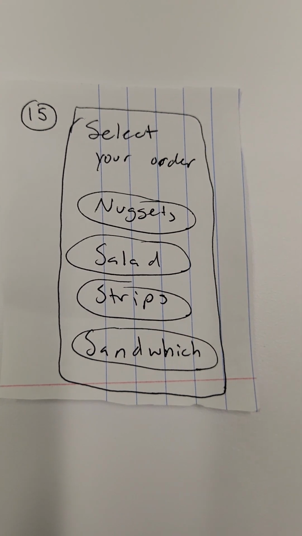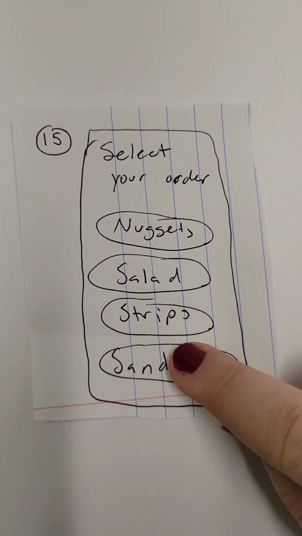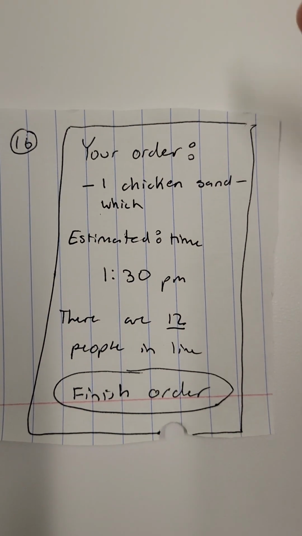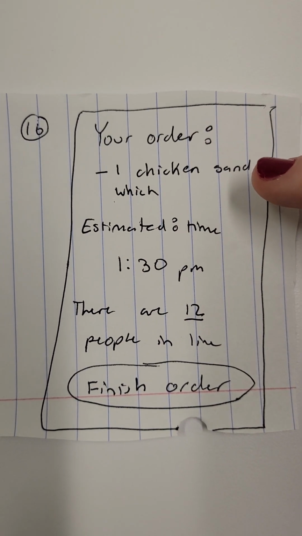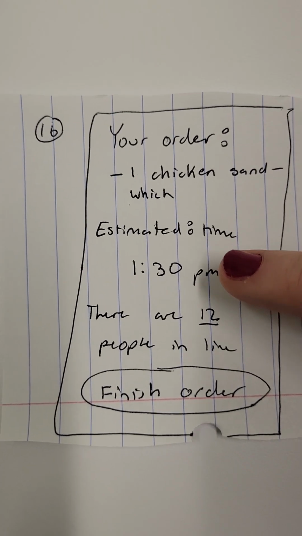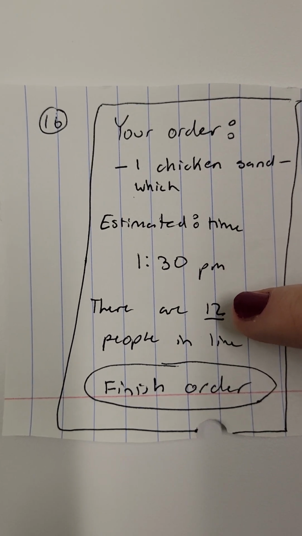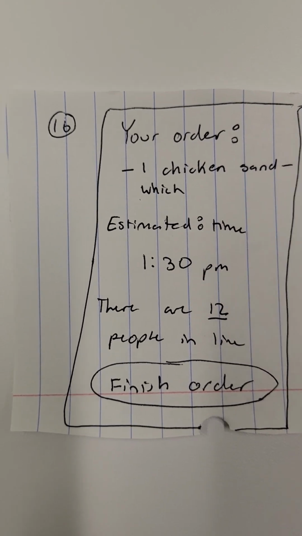Next thing you're going to do is select your order. I would like a sandwich today. It'll give you the rundown of your order. I had 1 chicken sandwich. The estimated time I selected is at 1:30 p.m. It tells you again how many people are in line, which is 12, and then I'm going to click the Finish Order button.